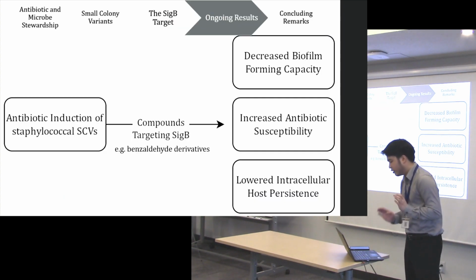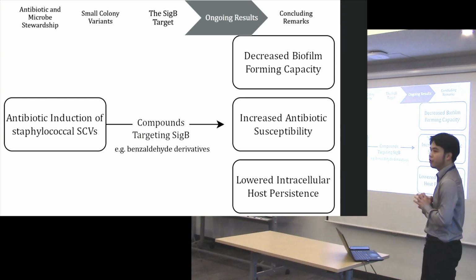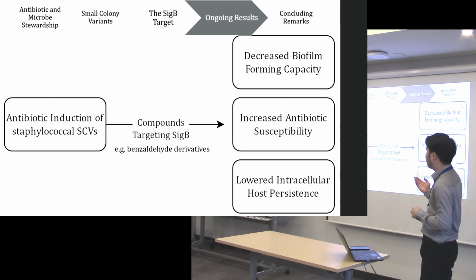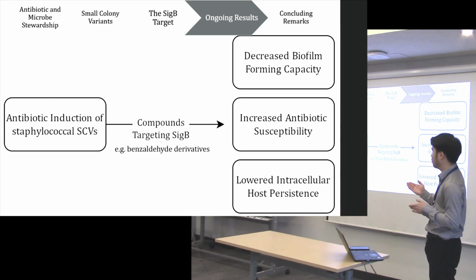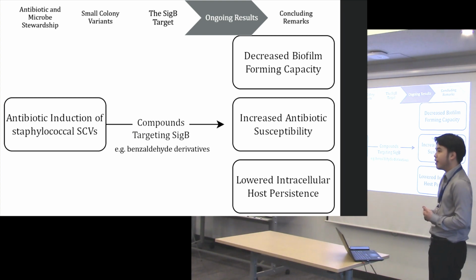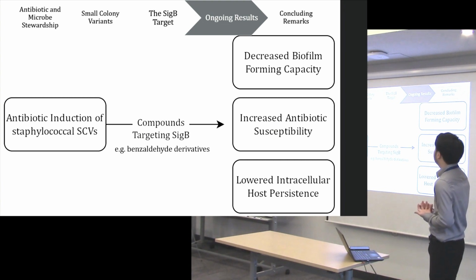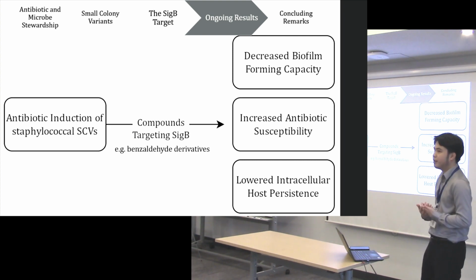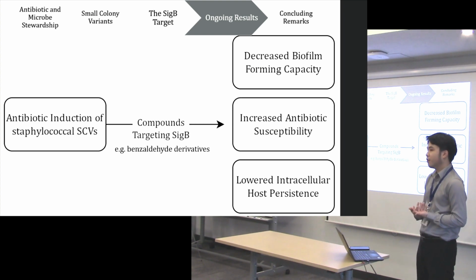This is a general workflow of how my research is going to be: I'll induce Staphylococcus to form SCVs by antibiotics. Then I'll target them with compounds targeting SigB, such as benzaldehyde derivatives, and I expect to see a decrease in biofilm forming capacity, an increase in antibiotic susceptibility, as well as lowered intracellular host persistence. And this will provide alternative strategies for antibiotic use and also help lower the cases of antimicrobial resistance.